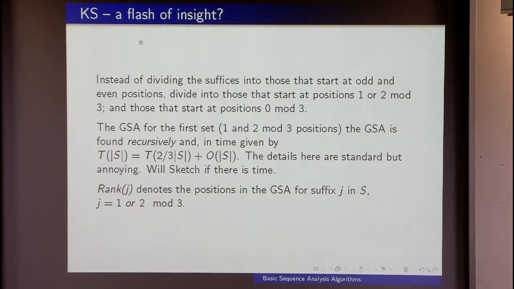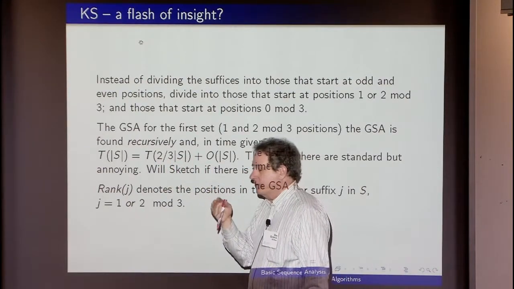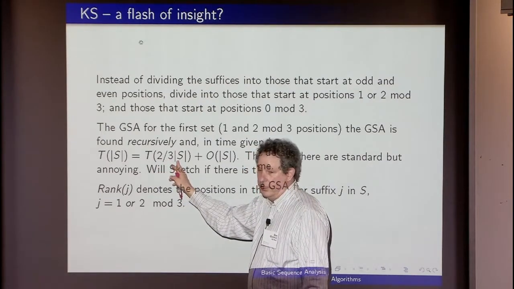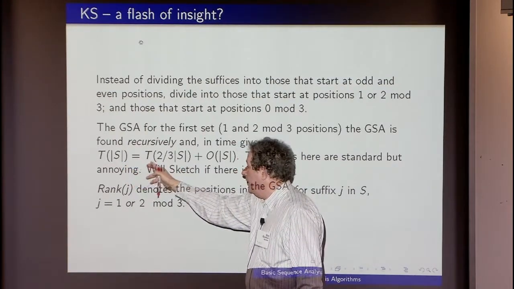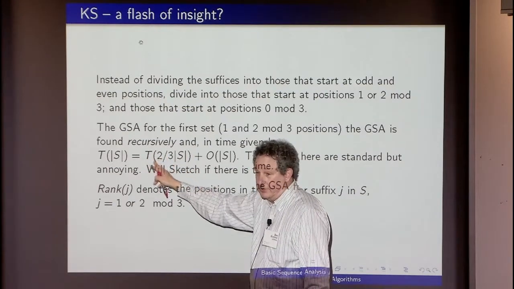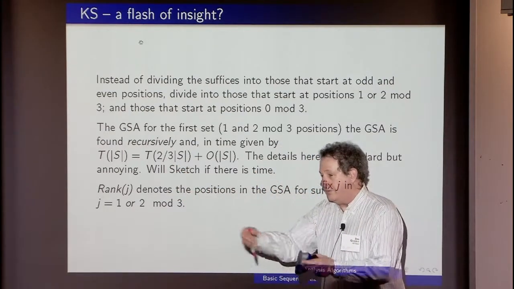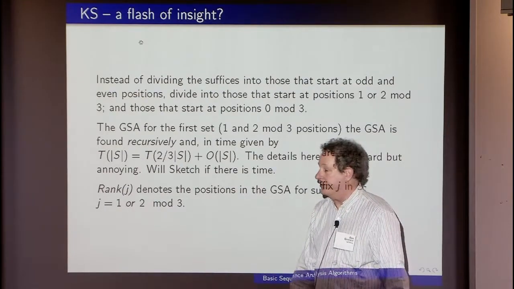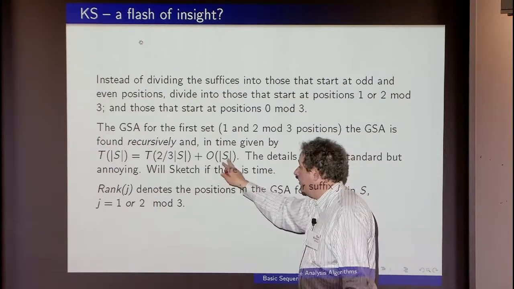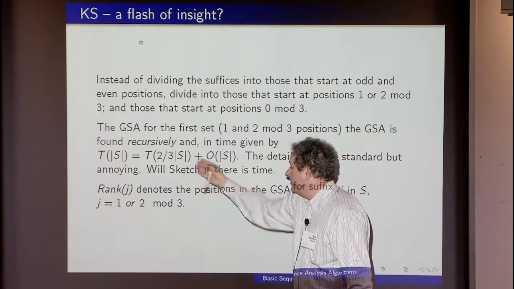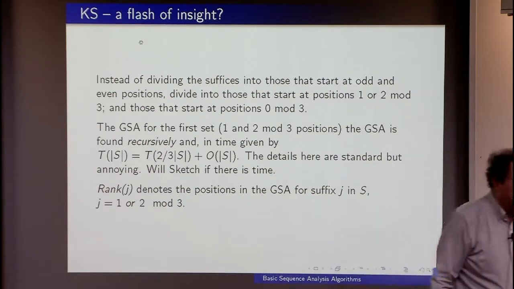Okay, so what's the time for this algorithm? Well, positions 1 and 2 mod 3 are about 2/3 of S, and you have to find their GSA recursively. So that's a recursive call on something of that size. Then the other generalized suffix array is found in time order S, and the merging is time order S. So you have this recurrence relation, and that solves to order S.